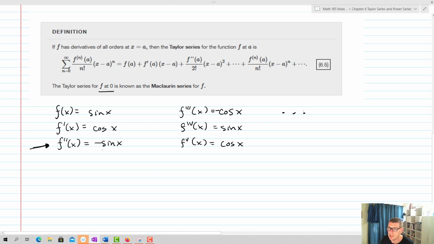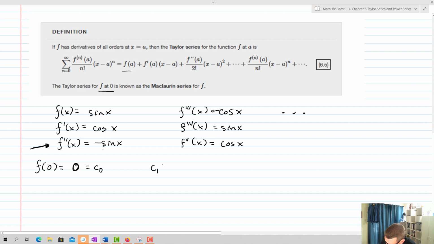Let's take a look at what this looks like now. I'm going to plug that into my Taylor series. So I'm going to find out what f of 0 is. f of 0 is sine of 0, and so that's equal to 0. So sine of 0 is 0, and my c0, excuse me, is going to equal 0.